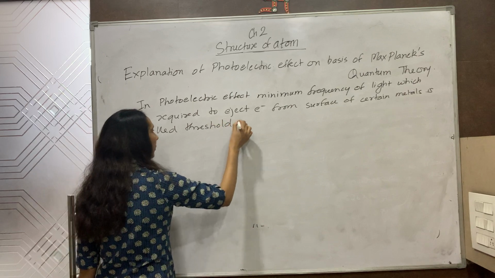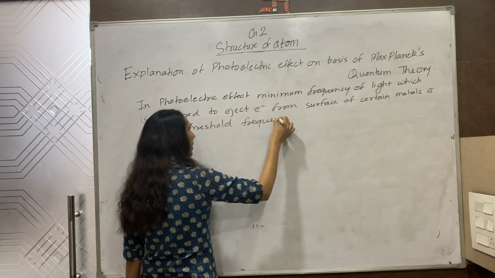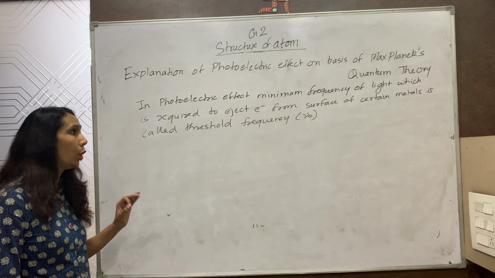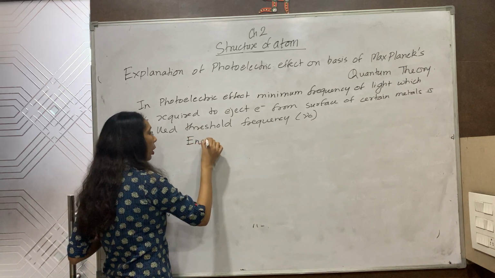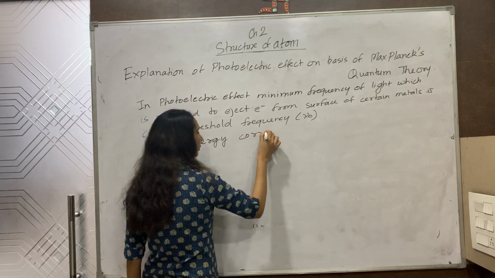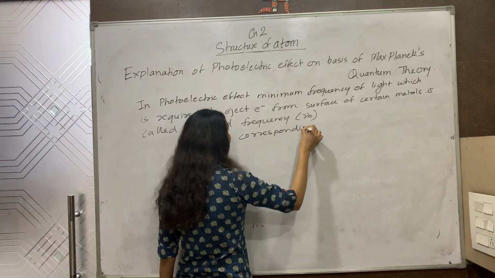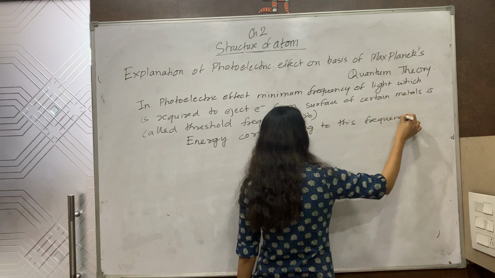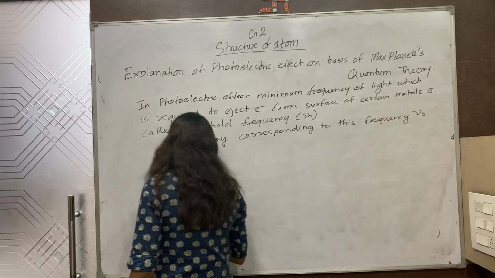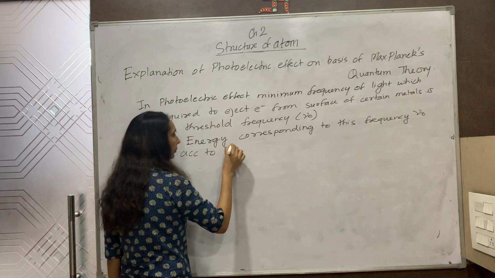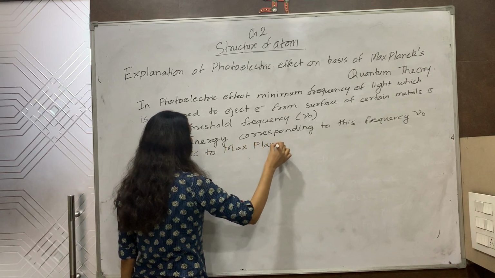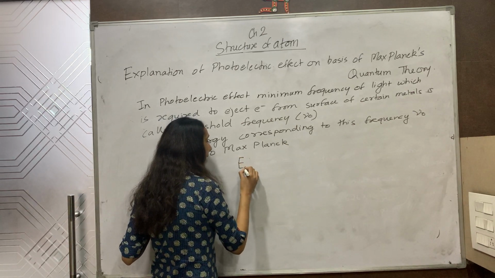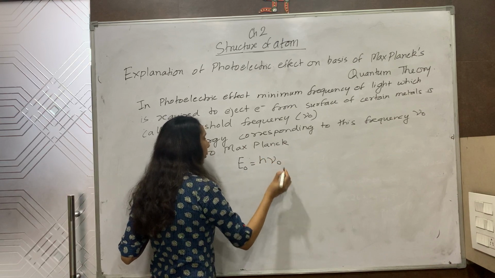It is called the threshold frequency, represented by nu naught. And the energy corresponding to this frequency nu naught, according to Max Planck's quantum theory, we know that the energy can be calculated: E is equal to h nu. So I can say E naught is equal to h nu naught.